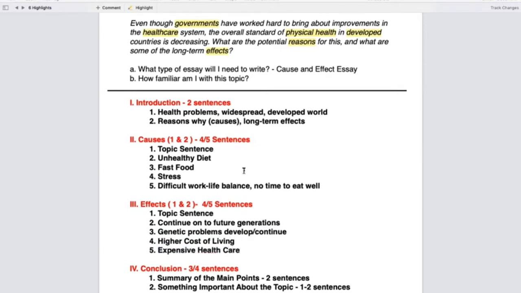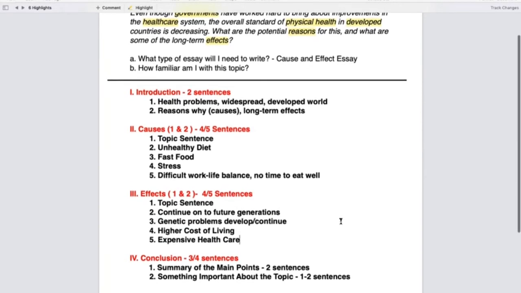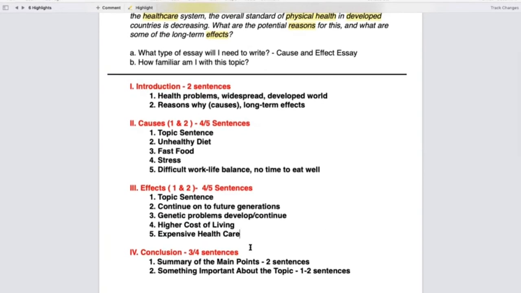All right, so I've thought about my two causes and my two effects. Now for the conclusion, I have a summary of the main points. Basically, I'm talking about how diet from here, okay, and stress, so my two causes, contributes to future generations and a higher cost of living, basically. This is my summary. I've combined my two causes and my two effects. And then the second point is something important about the topic. I'll talk about the importance it has on society and on society's future, perhaps, okay?